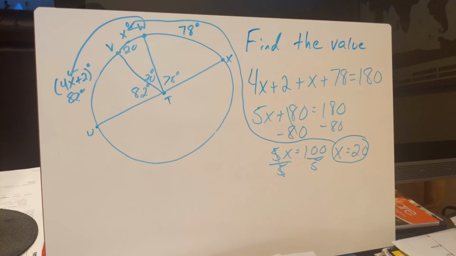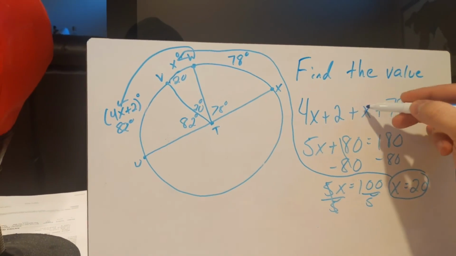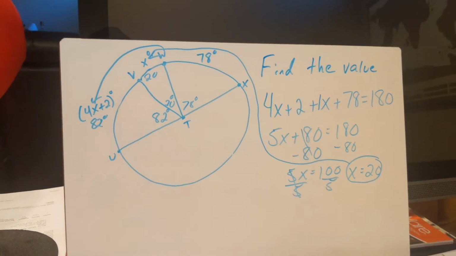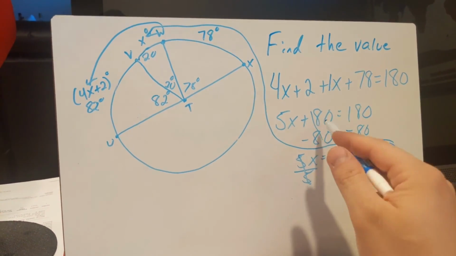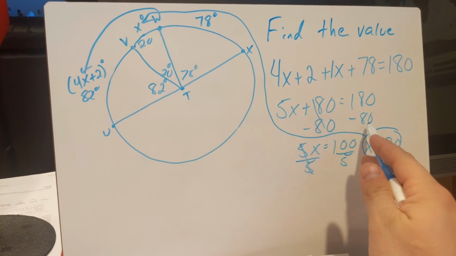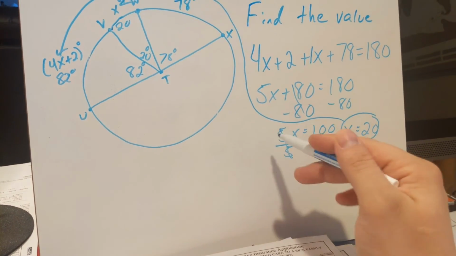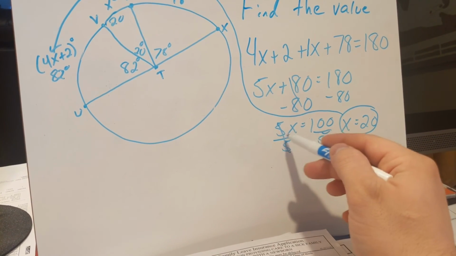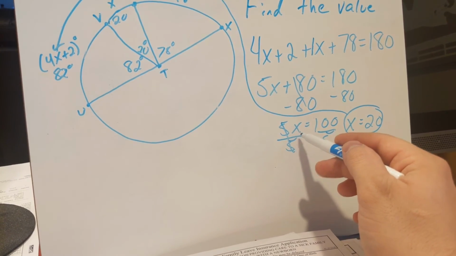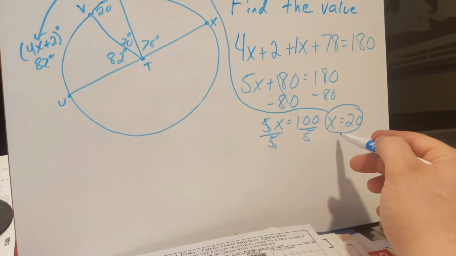Now for 5x, we put 4x plus x. The x is a 1, so 1 plus 4 is 5x. 2 plus 78 is 80, equals 180. Now you subtract 80 from both sides and balance your equation. This is a two-step equation. So now you get 5x equals 100, and there's a multiplication. The opposite of multiplying by 5 is dividing, so you divide by 5, and now you get x equals 20.